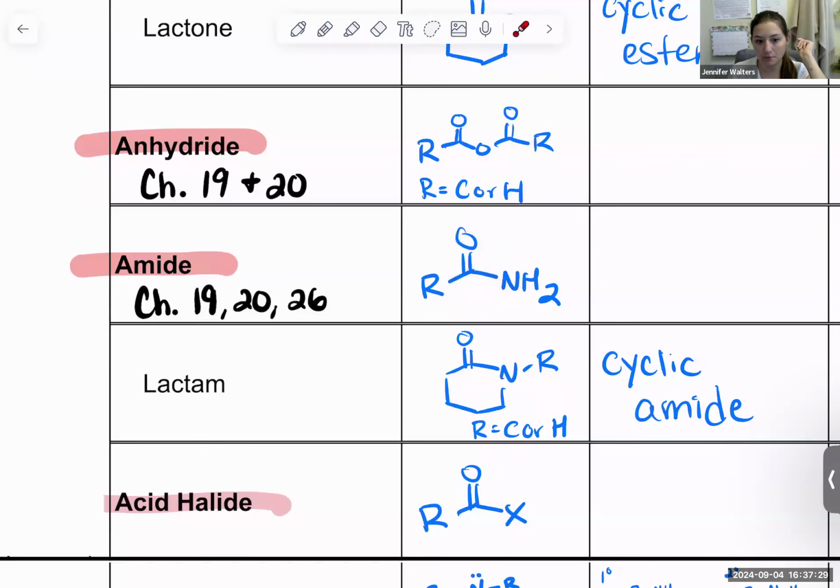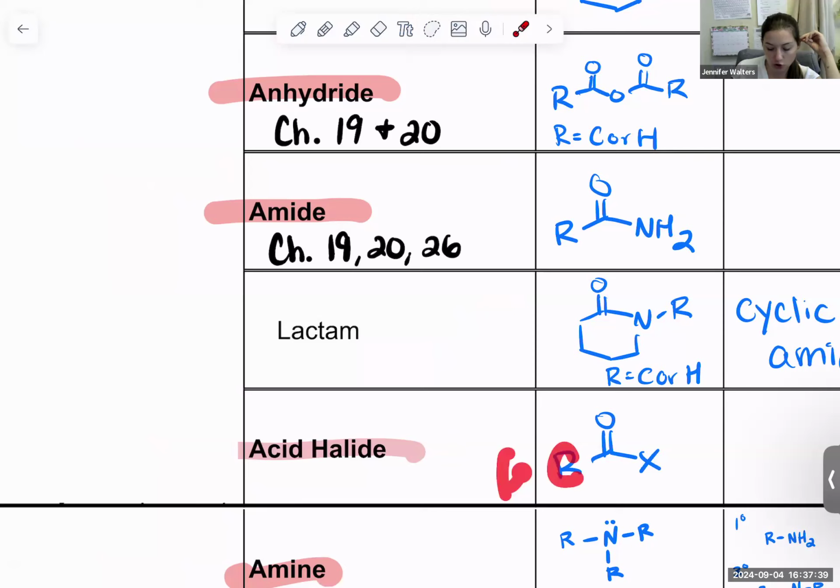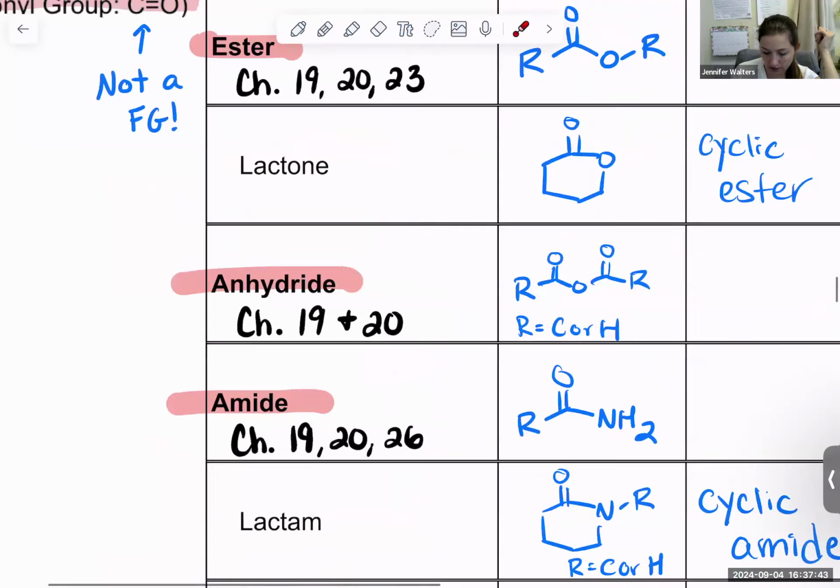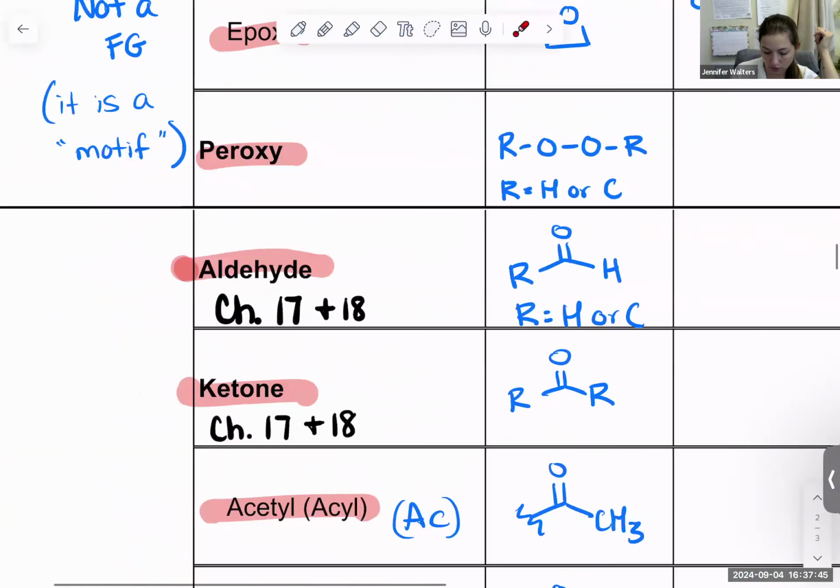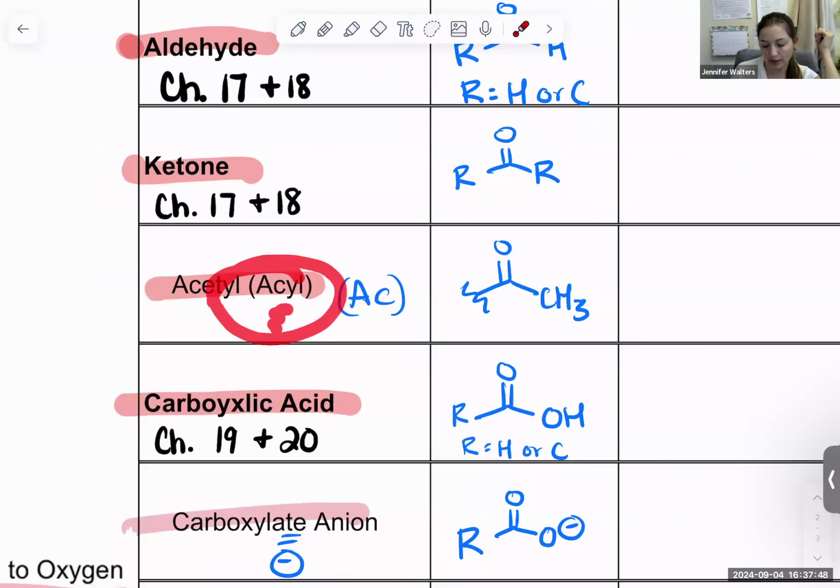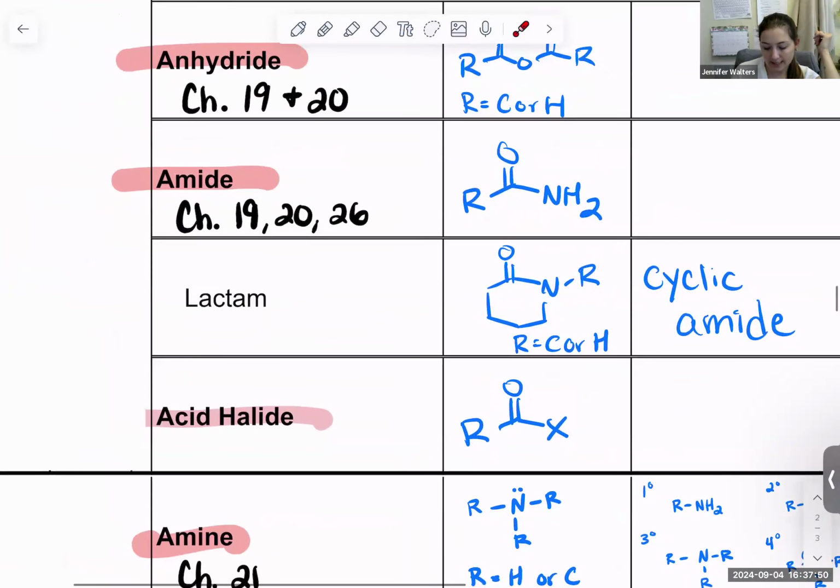The last type of carbonyl-containing functional group is our acid halide or acyl halide, depending on if this is a CH3. If it's a CH3, then it's an acyl halide, because remember that is our acyl group, acetyl group. It's just where you have a halogen next to your carbonyl. That's carbonyl, single bond, halogen. That is your acid halide.